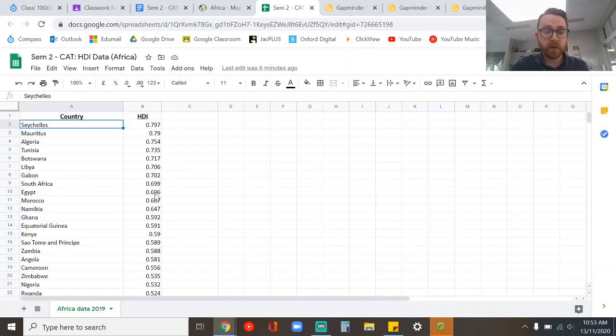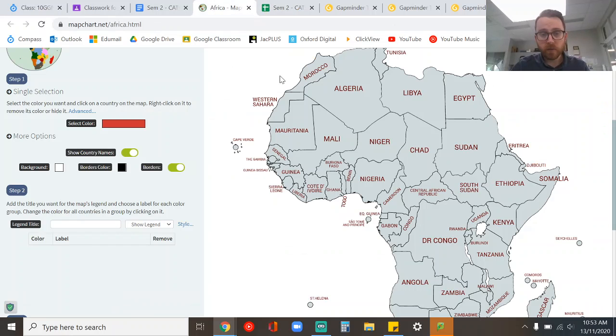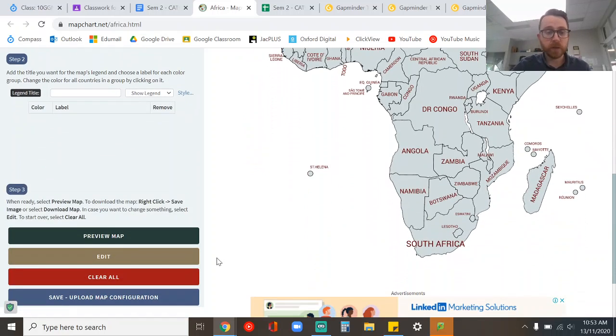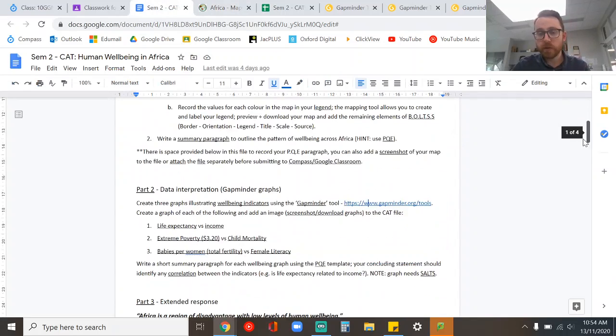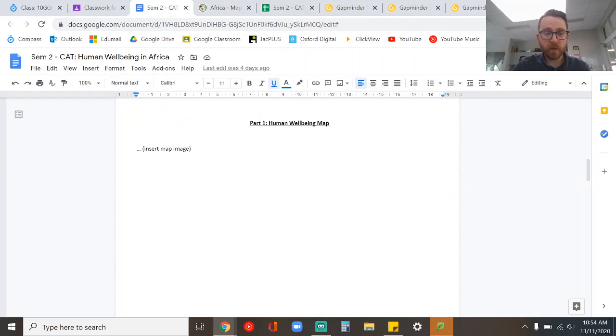You needed to assign different colors to different ranges, so 0.8 to 0.6 can be one color. You need to put all that information onto the map, and then at the end, after you've put in all the information, preview, download, take an image, and pop it into this space here. So by the end of Section 1, you should have a choropleth map showing human well-being in Africa.